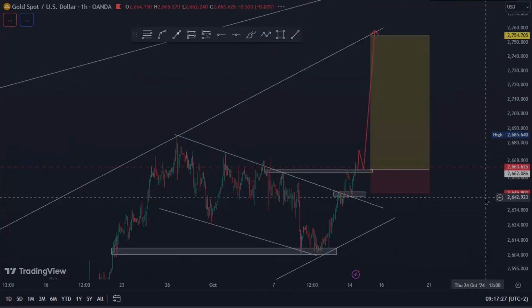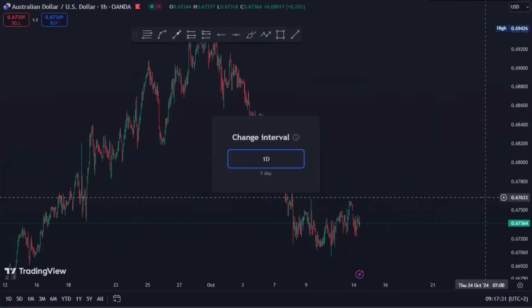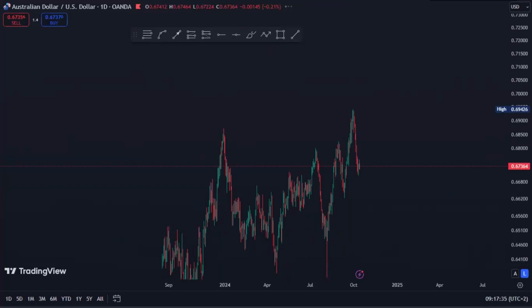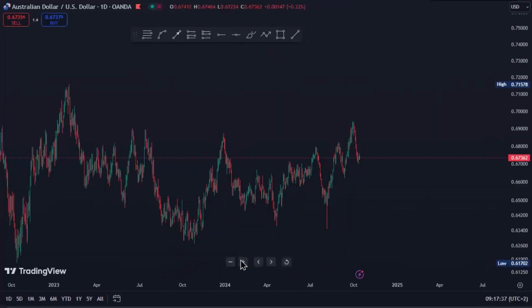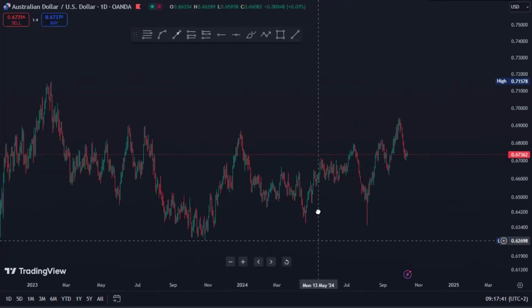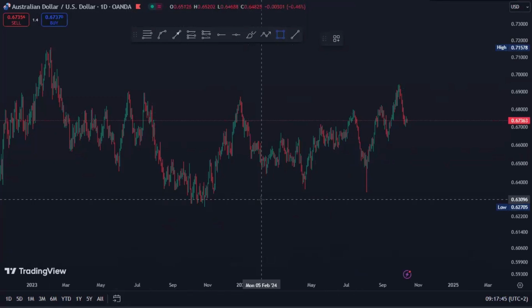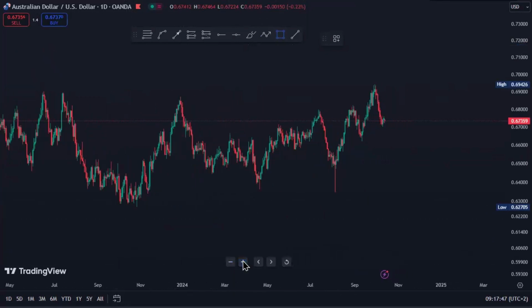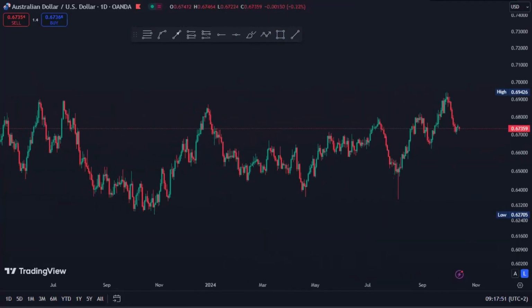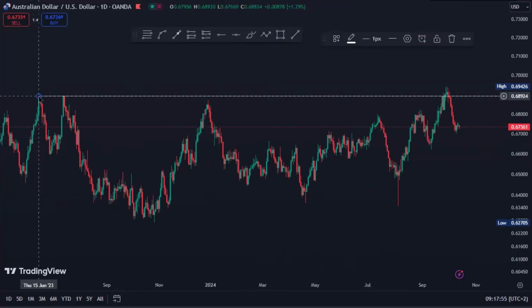So let's go to the last one. So here we have AUDUSD. Right. So it's a very, very interesting pair. As you can see here, guys, we have this one. Let's identify it here. We have this, sorry. We have this one.